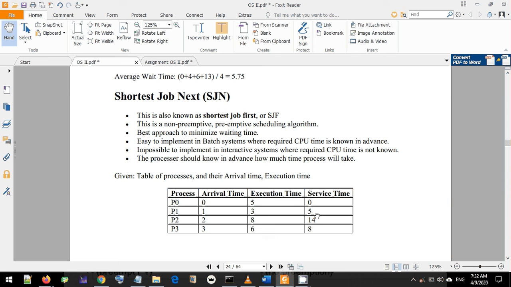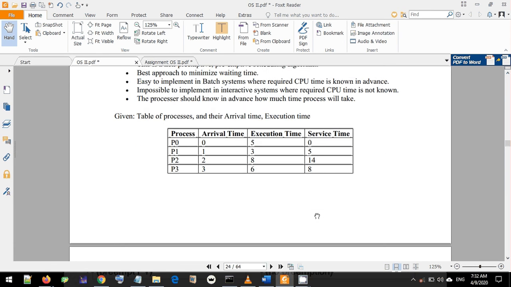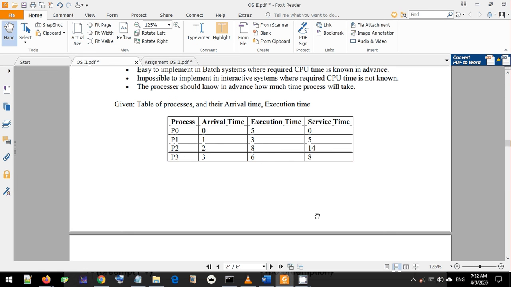Now, the best approach here is to minimize the waiting time. It is easy to implement in batch systems where the required CPU time is known in advance, and it is impossible to implement in interactive systems where the CPU time is not known. The process time should be known in advance, so that we can know how much time it will take to process a particular process. Now let us solve this example where we'll have just the arrival time and the execution time.